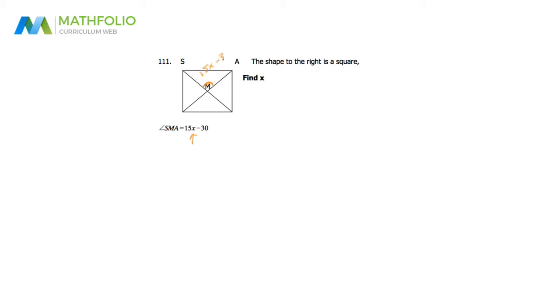15x minus 30. Well, the thing is, when you have a square, and the same with a rhombus, when you have one of these shapes and you take the two diagonals, they create right angles in the very center. So this is an example with a rhombus, and same example with a square. When these diagonals intersect, they give you 90-degree angles in the center. So we know that this angle is in fact 90 degrees. Setting up our equation, 15x minus 30 equals 90.